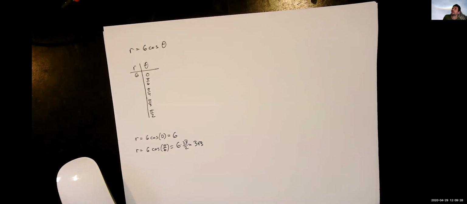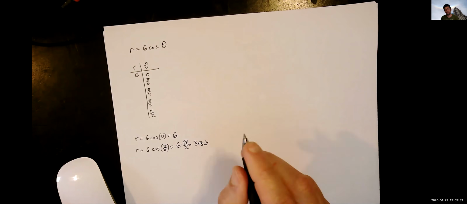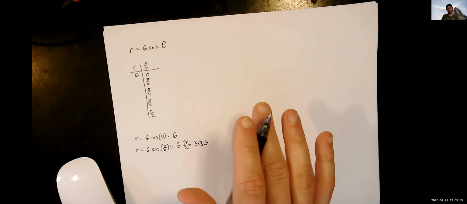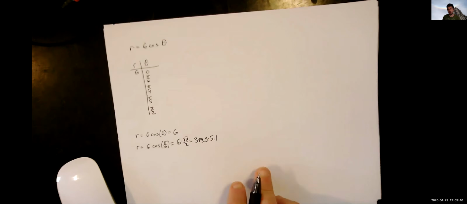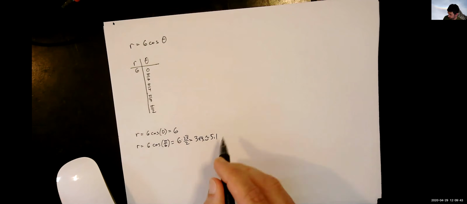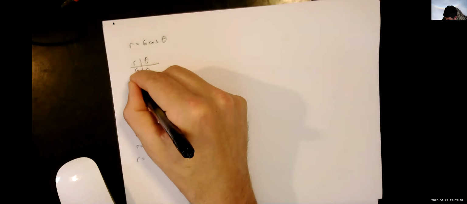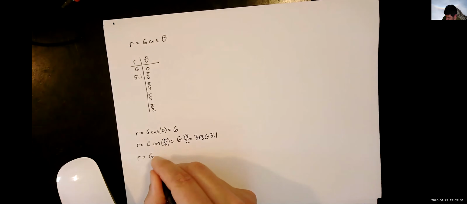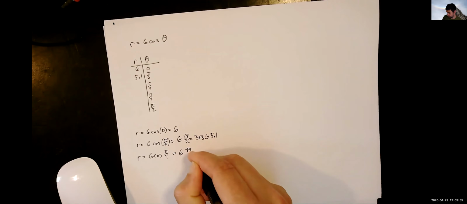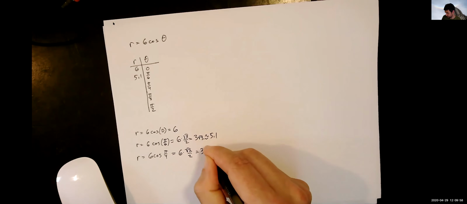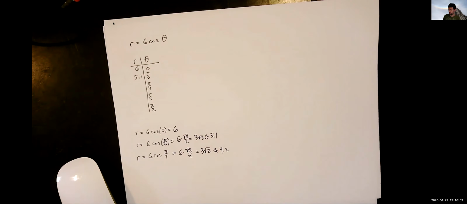Let's approximate that. Square root of 3 is 1.7-ish, so 3.4, so about 5.1. Just because I'm going to graph this and I want to have some nice, easy approximations for these. r is equal to, so I'm going to put in the approximations up here, 6 cosine pi over 4. That's 6 times root 2 over 2, or 3 times root 2. This is going to be approximately 4.2.